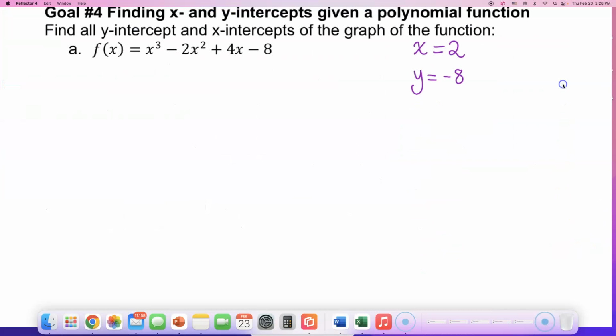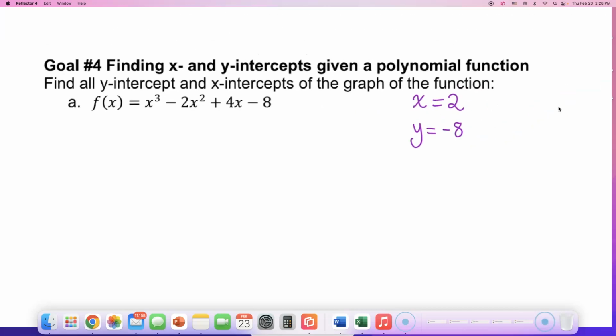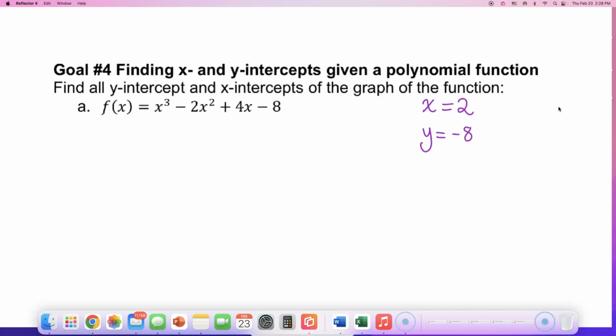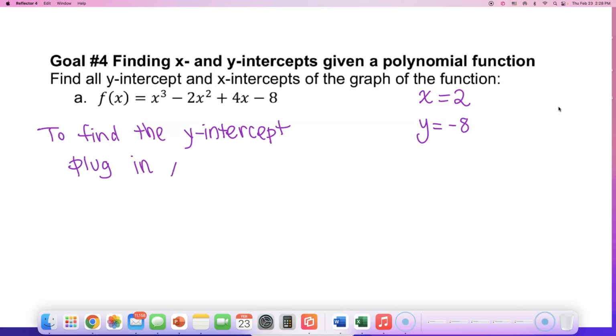But the purpose of this lesson is really just to find these without a graphing calculator. So how do you find these if you don't have a graphing calculator? I'll show you how to do this. So to find the easier one first, to find the y-intercept, plug in x equals 0.